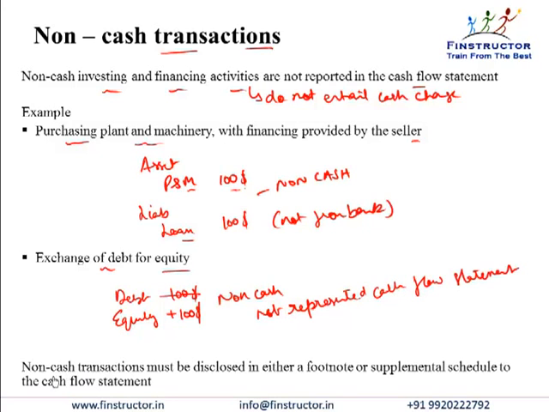So guidelines mandate that non-cash transactions that the company has entered into must be disclosed separately in a footnote or in a supplemental schedule so that analysts can make the adjustment accordingly and not include their effects in the cash flow statement, since they never required a cash inflow or an outflow.